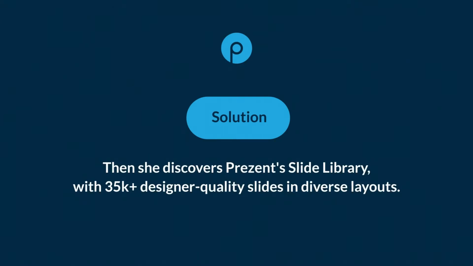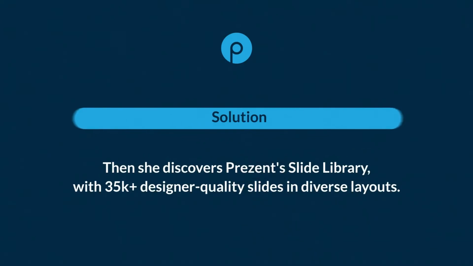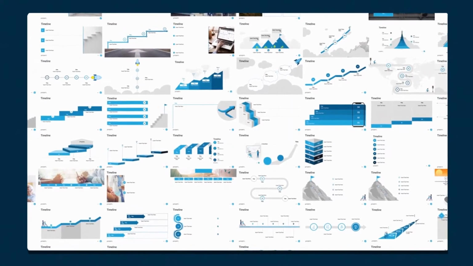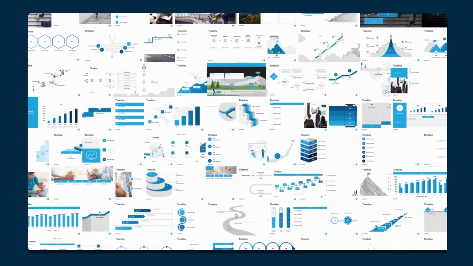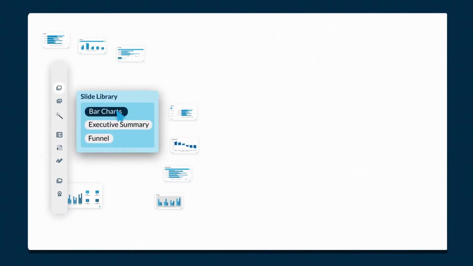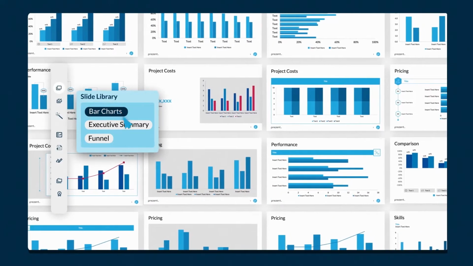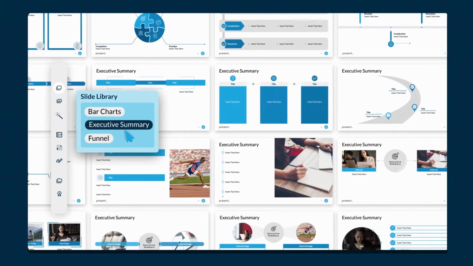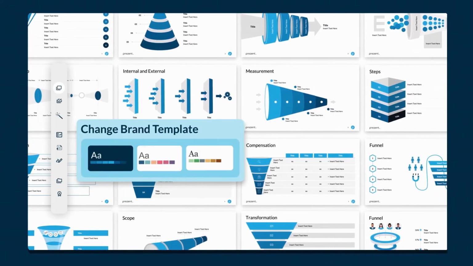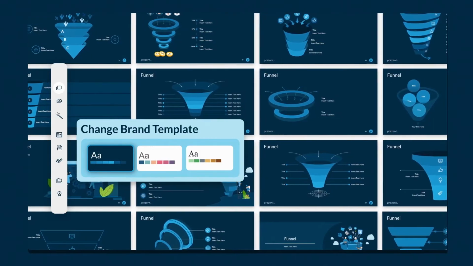Then she discovers Prezent's slide library with over 35,000 designer quality slides in diverse layouts. Taylor gets access to the library in her favorite brand template. Need slides with a bar chart or slides suited for an executive summary or those with a funnel layout? No problem. She can find exactly what she needs in a snap. She can also shift across brand templates to tailor to her audience.